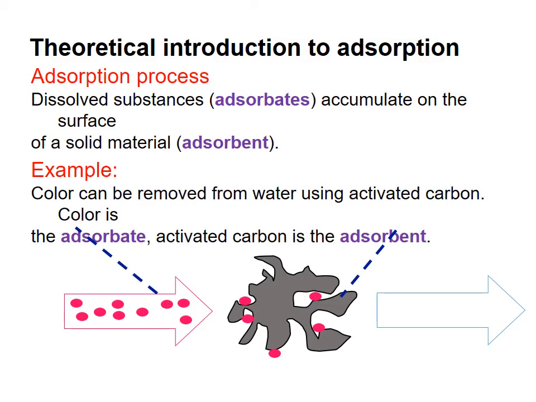Next one is adsorption. The adsorption process. Adsorption involves adsorbates and adsorbent. Adsorbates means dissolved substance, and adsorbent is a solid material that adsorbs.